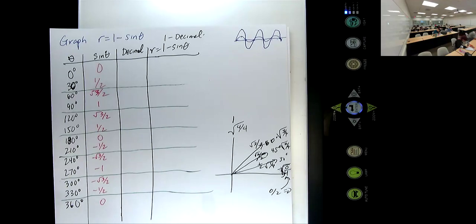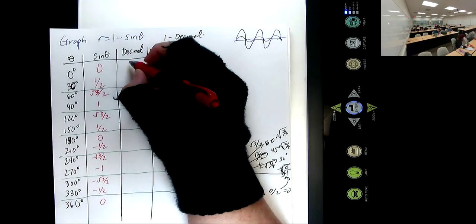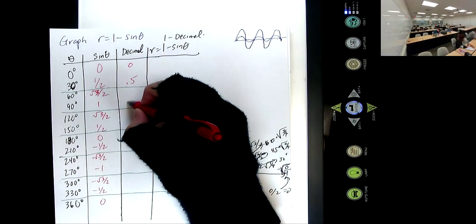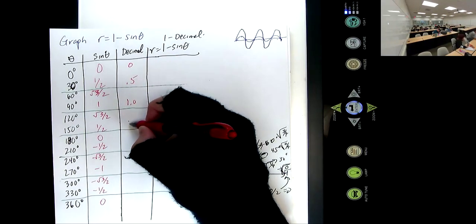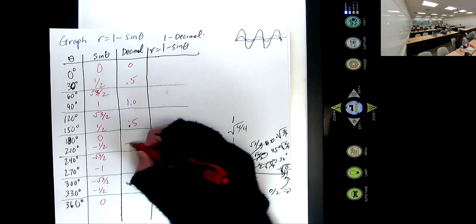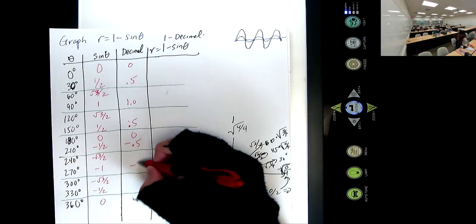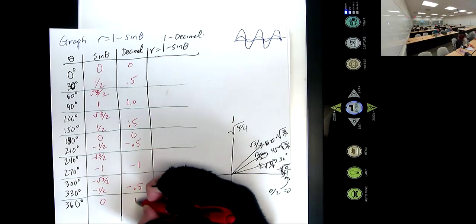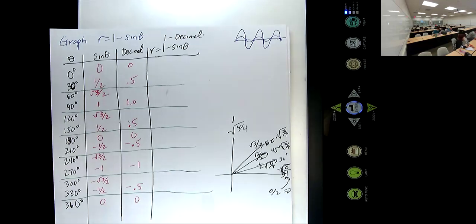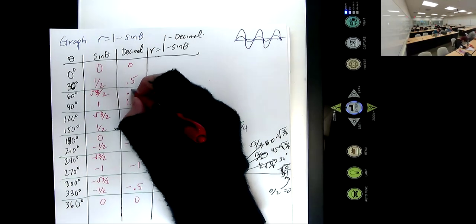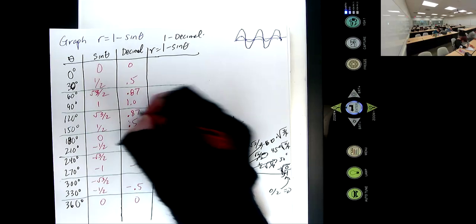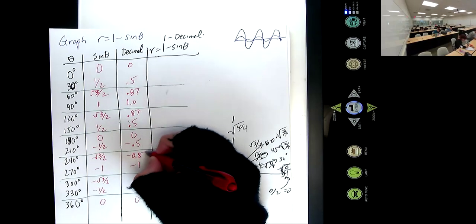The only one that's really a challenge on here is: what is square root of 3 over 2? This is like 1/2 is 0.5. So as soon as we find out what square root of 3 over 2 is, we can fill in all the other rows. And we're gonna go with 0.87. And we have negative 0.87.